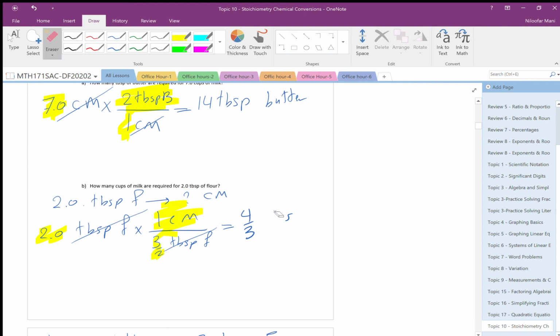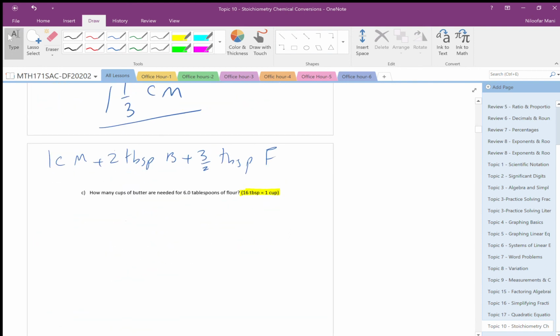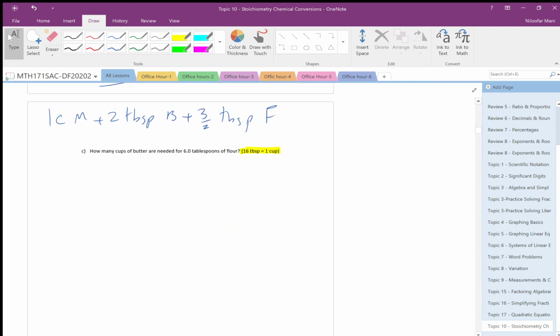I can just use CM because I did it from the beginning. For example, I can say 1.3 cups of milk, or write 4/3, which is 1 and 1/3 cups of milk. So I use the same conversion factor here as I did there: 1 cup of milk for 2 of them and 1.5 of those. And then I answer this question.